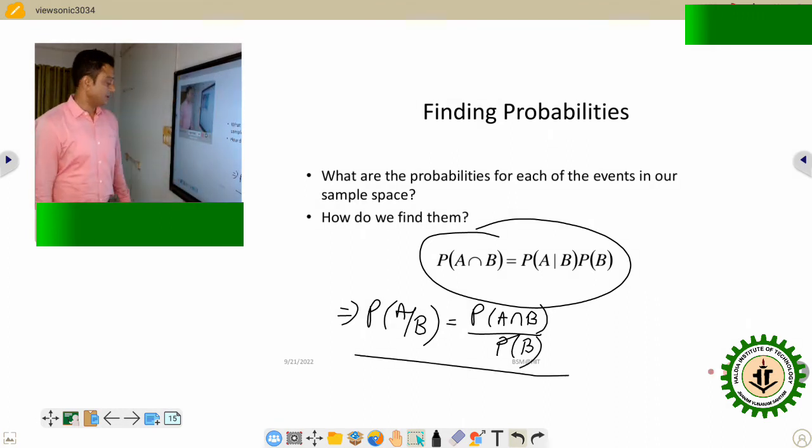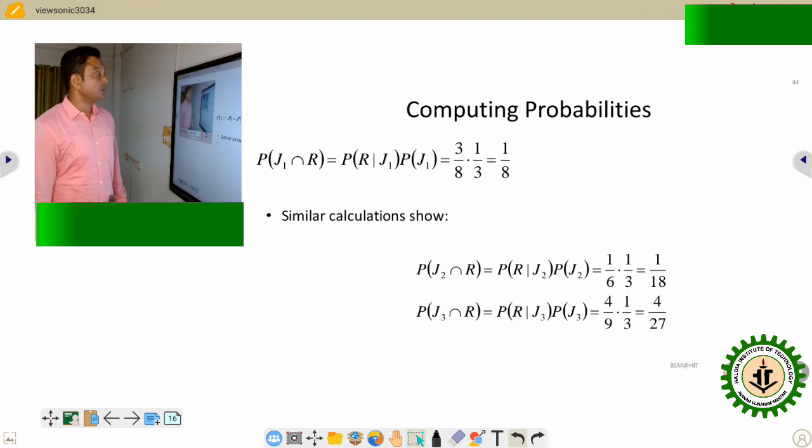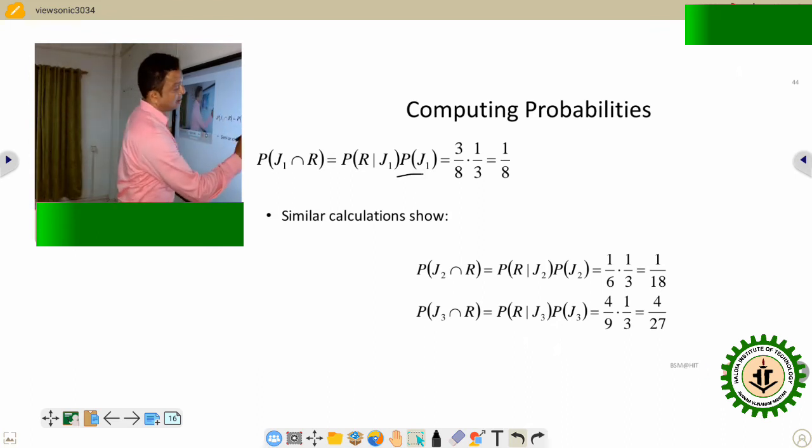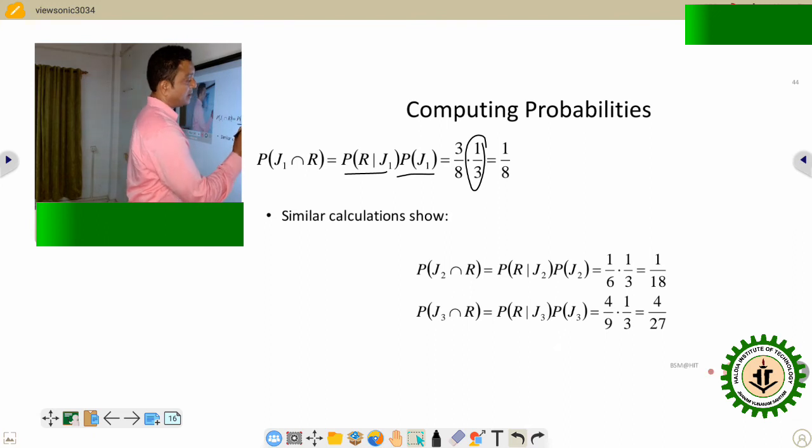Next, look at this. You select jar 1 and you take a red ball, and that's why it is an intersection. That means you select jar 1, then you find the red ball from jar 1. So selecting jar 1 is 1/3, and the number of total red balls in jar 1 is 3.